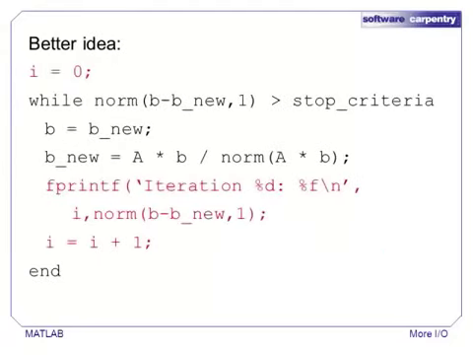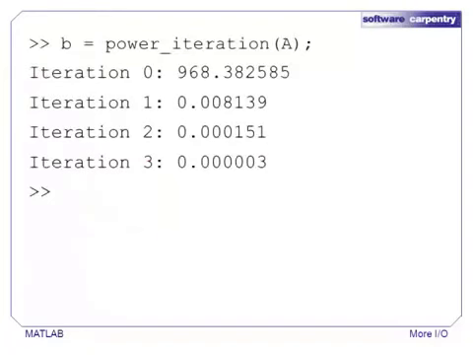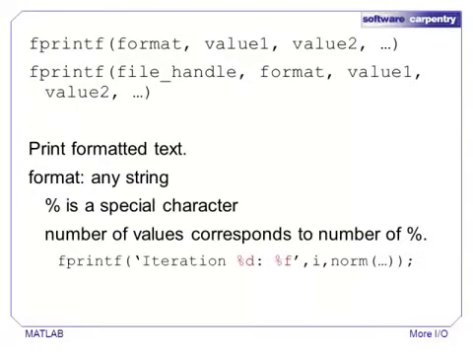A better strategy is to utilize the fprintf function, which prints formatted text to a file or to the standard output stream. Clearly, this output is cleaner and shorter than it would be if we had just left off a semicolon. fprintf is mirrored on the printf statement from C or Fortran.